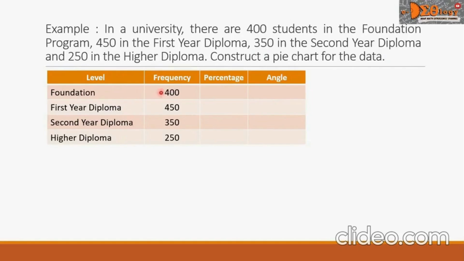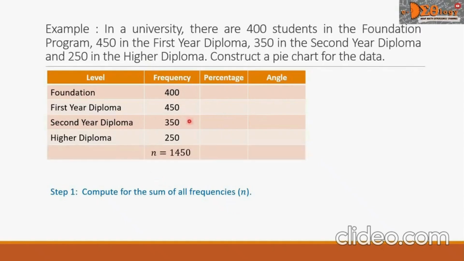There are 400 students in the foundation program, 450 students in first year diploma, 350 students in second year diploma, and 250 students in higher diploma. There are 2 additional columns, namely percentage and angle, that we're going to fill in. Let's go now to step 1, and that is to compute for the sum of all frequencies.